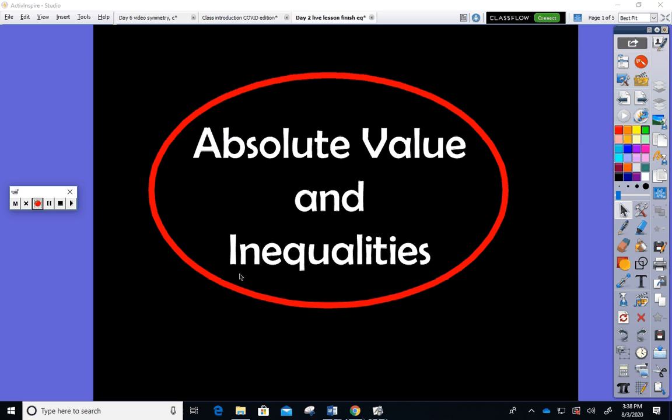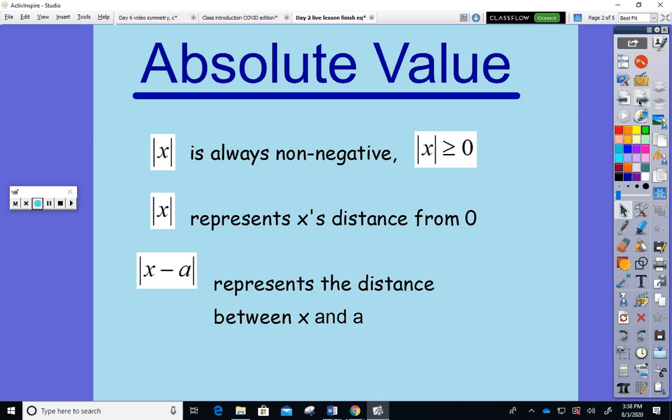All right, guys, we're going to finish up what we were doing in class today. I'm going to talk a little bit more about absolute value equations, and then we're going to look at a little bit about inequalities so that tomorrow's work makes more sense to you.